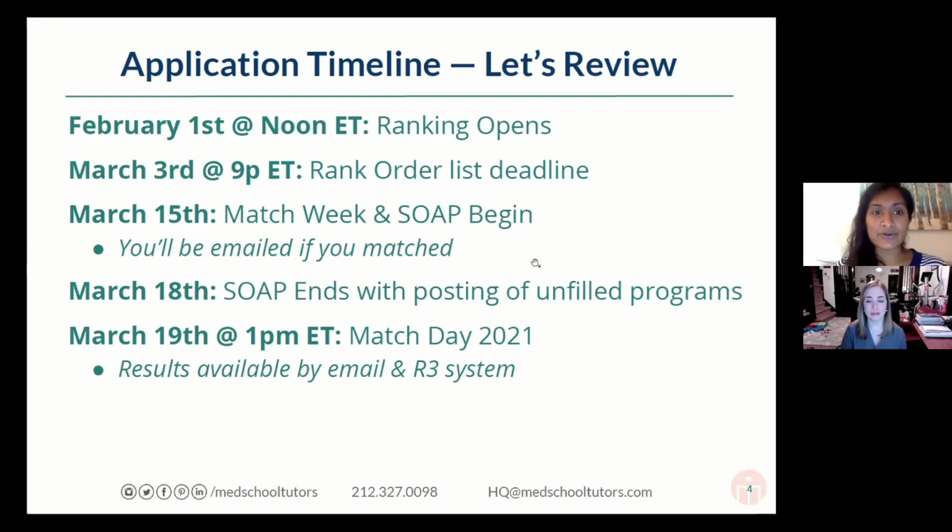All right, so Sarah, do you want to get us started with the application timeline? Sure. So just to review some dates to make sure you've got them all on your calendar, you can start ranking your programs as of February 1st. And just so you know, you can change your order as many times as you want. You just want to make sure you certify it every time you change the order. The final list deadline will be March 3rd at 9 p.m. and it will lock. And so you want to make sure your list is certified before that 9 p.m. deadline to be entered into the match.